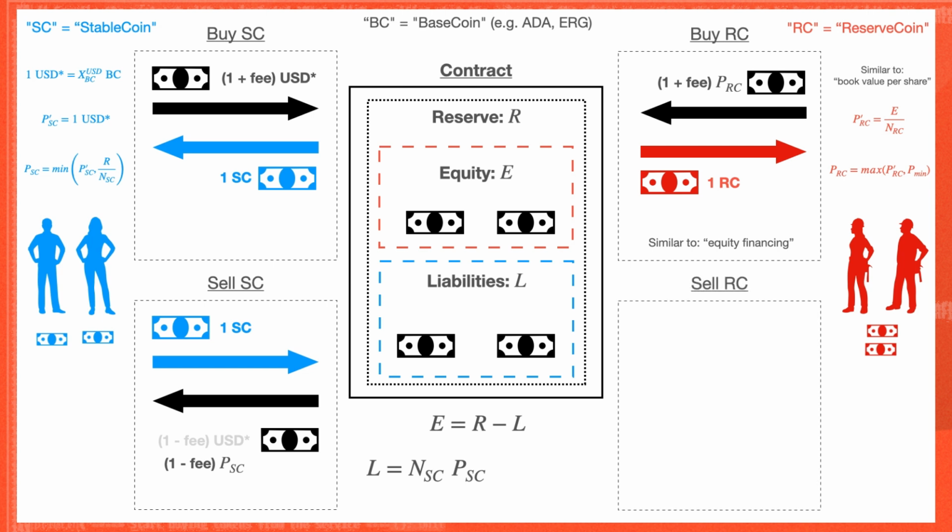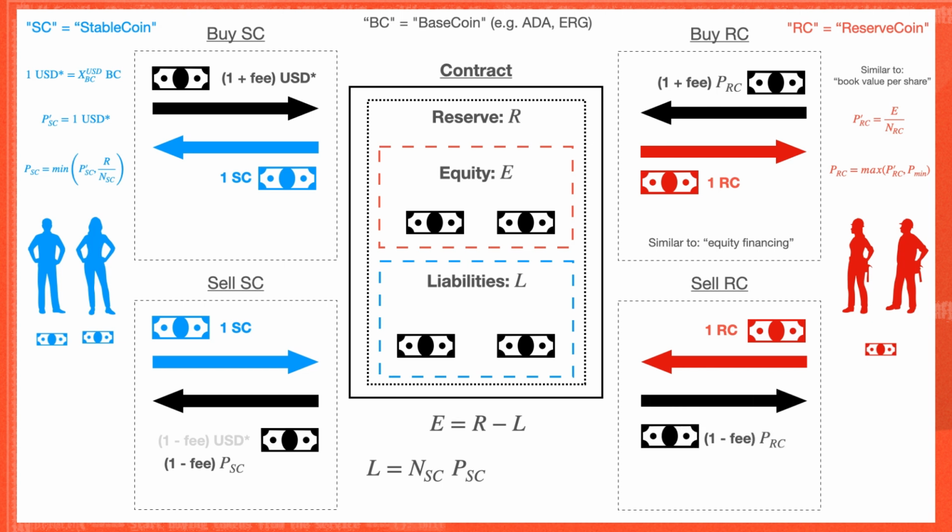Okay, and similarly to stable coins, the reserve coin holders can also sell reserve coins later on. So they send a reserve coin back to the contract. The contract gets rid of the reserve coin and sends back some amount of base coins to the user. Okay, and this process is similar to what is known as a buyback in the traditional financial world.